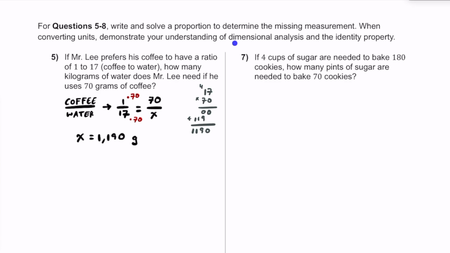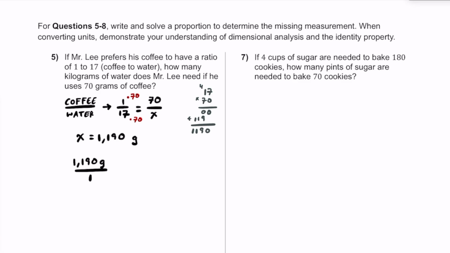So this is how many grams we have of water, but if you remember reading the directions, we have to use dimensional analysis and the identity property to show that we can convert this into kilograms. So we have units to convert here. For dimensional analysis, that's where we're going to multiply by some equivalent ratios to help us convert units. So we have this much water. This is measured in grams. If you want to write it as a fraction, just write it over 1.